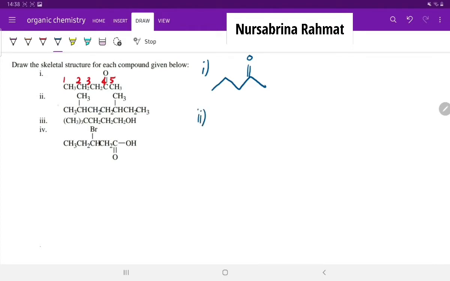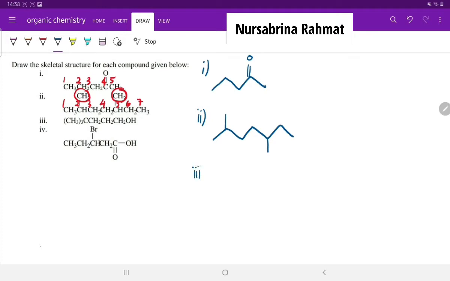Whereas for question number 2, I have here 1, 2, 3, 4, 5, 6, 7. So 7 carbons, and at carbon number 2 and carbon number 5 we have side chains, which are CH3 and CH3. So 7 carbons make up the backbone. So 1, 2, 3, 4, 5, 6, 7. And at carbon number 2 we have a CH3 side chain. So a methyl group here, number 2, and another one here at number 5. So that is for your question number 2.